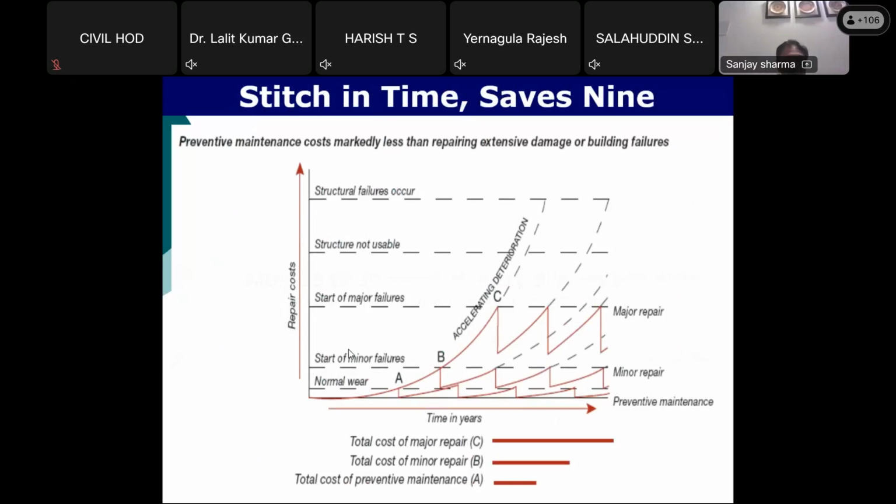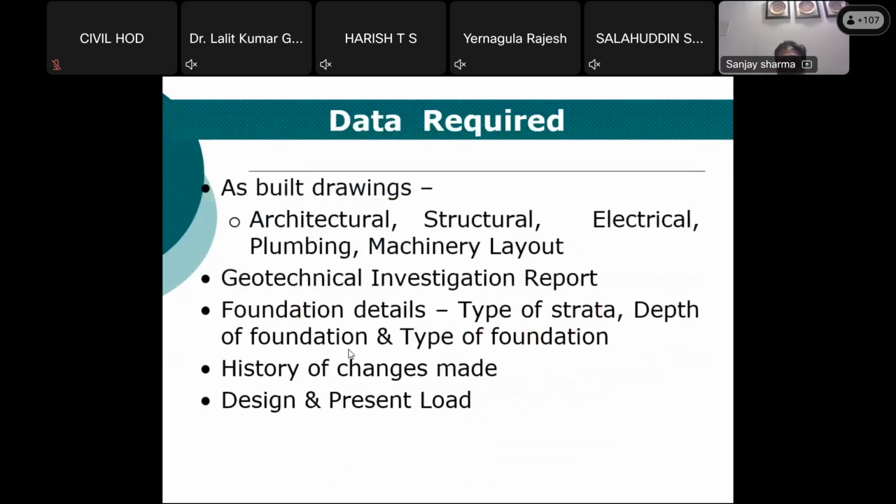So timely action is important. For timely action, AI applications are very, very important. When we carry out any structural stability assessment, we need plans, geotechnical investigation reports, foundation details, and the design at present, and many times we don't have the data available to us.